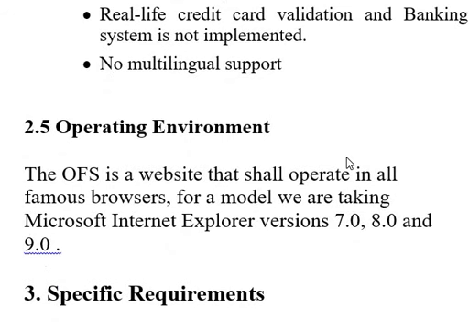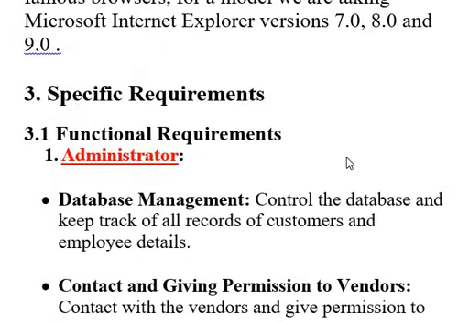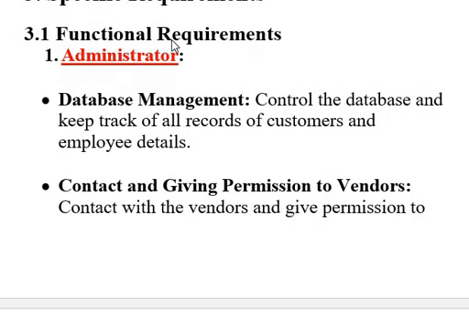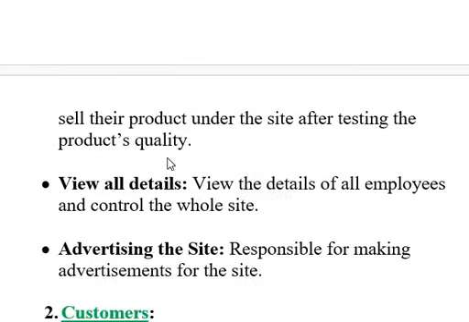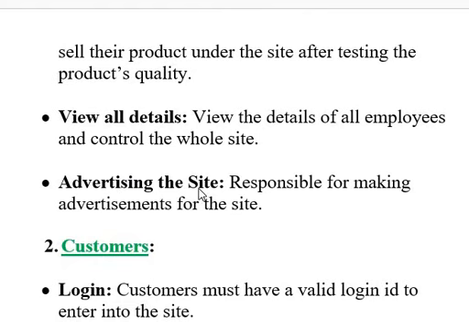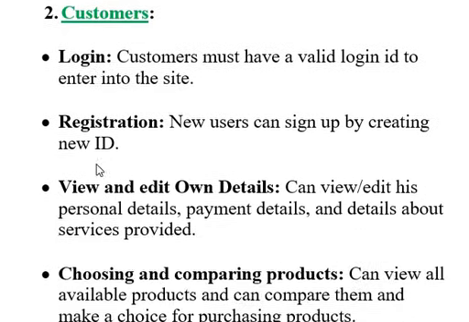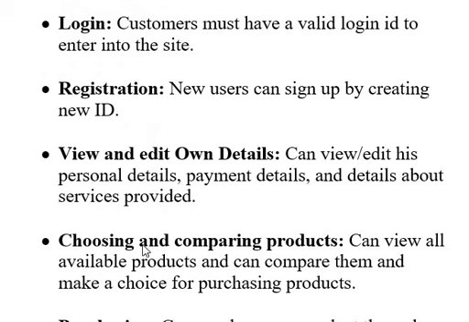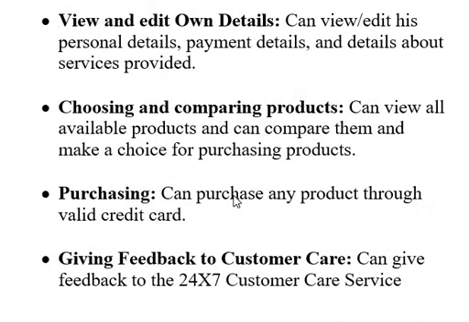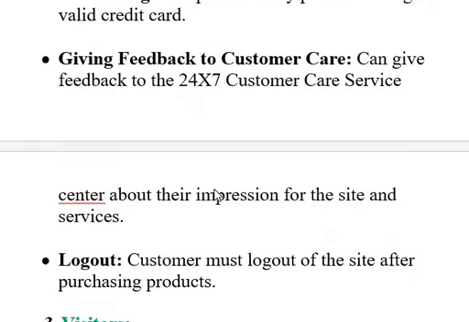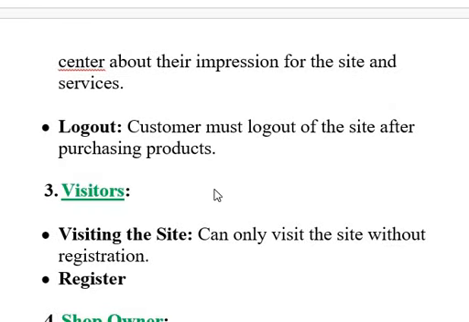Operating environment, we are defining where it can be operated. Now the specific requirement, that is the functional requirement. What can an administrator do: database management, giving permission to vendors, viewing all details, advertising to the sites. What can customers do: login, registration, view and edit their details, choosing and comparing products, purchasing, giving feedback to customer care, and logout.